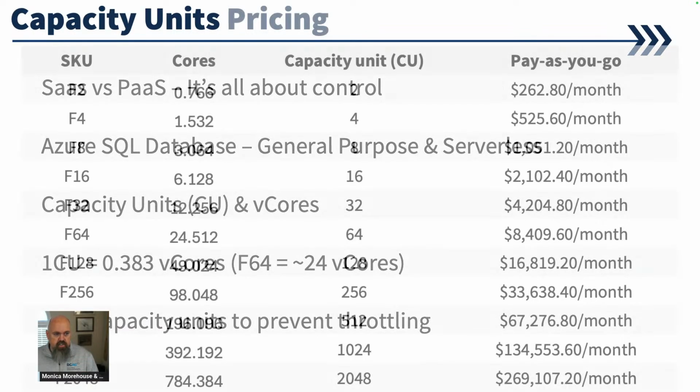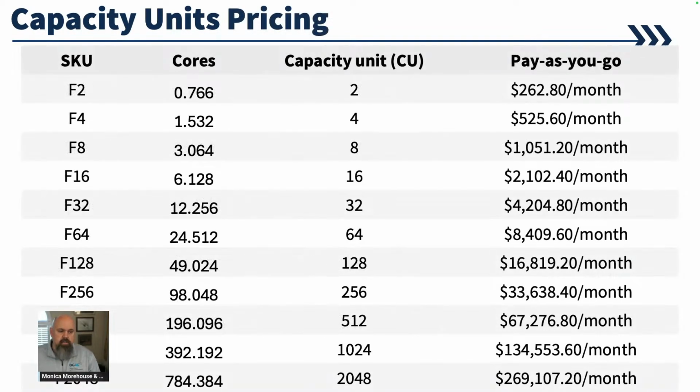Now, capacities can get costly. You can see there all the way down at the bottom, the F2048, which is roughly 784 cores, is roughly $270,000 United States per month. I do not know of anybody running that capacity. Do you? No, I don't either.